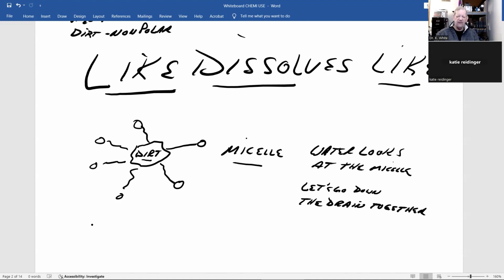Water is polar. Dirt is non-polar. Important piece of the puzzle. Notice the large font. Like dissolves like. And because of that, the non-polar tail is attracted to the non-polar dirt particles to form a micelle. And you should know how to draw a micelle. Now, water looks at the micelle and says, you're polar, I'm polar, because water only sees the outer parts of the soap molecule, the heads, which are polar. And the water says to the micelle, you're polar, I'm polar, let's go down the drain together. And they do.